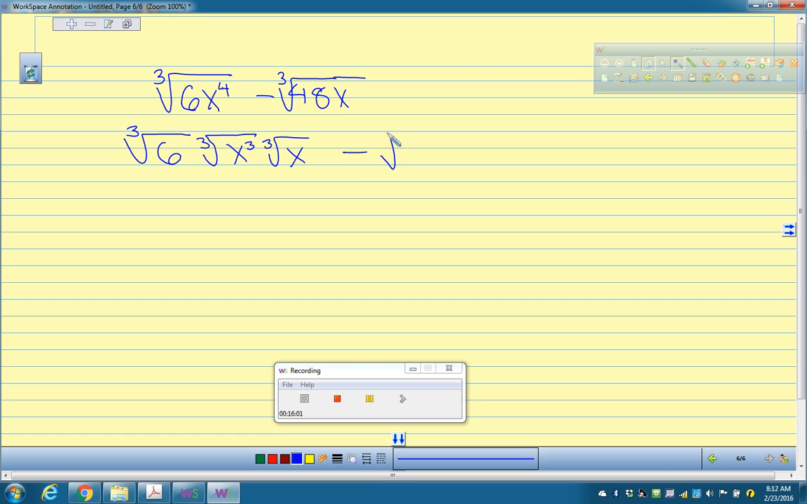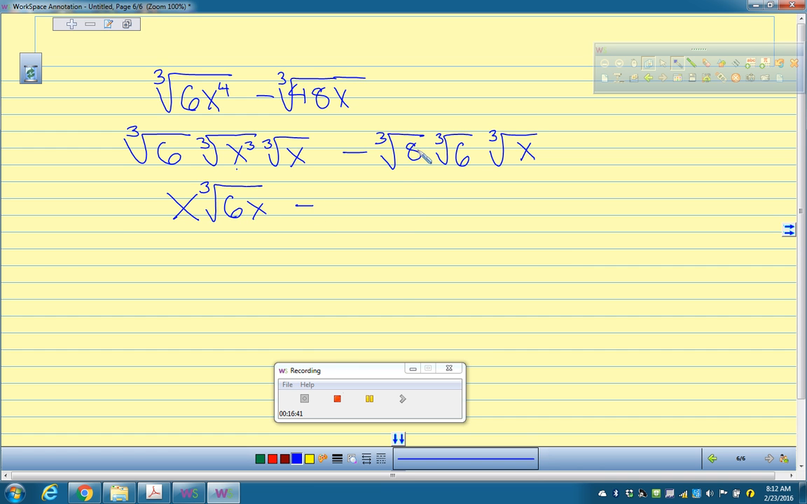Minus, there is a perfect cube in 48. Who knows what perfect cube is in 48? 8, right? 8 times what gives you 48? 8 times what gives you 48? 6. The cube root of x, I cannot pull outside of the box. So I'm going to leave this here. I'm going to pull out an x out of this box, right? Because this could come outside because it's the cube root of x cubed, which is just x. Then inside the cube root, I have a 6 and an x.